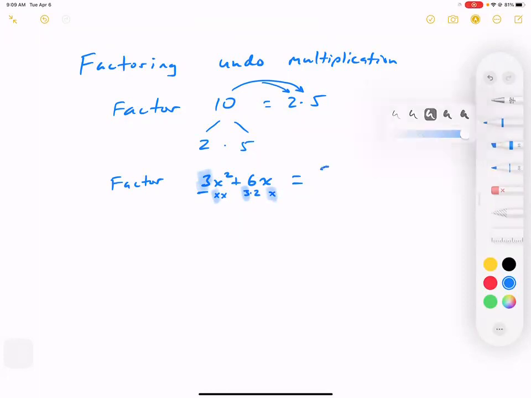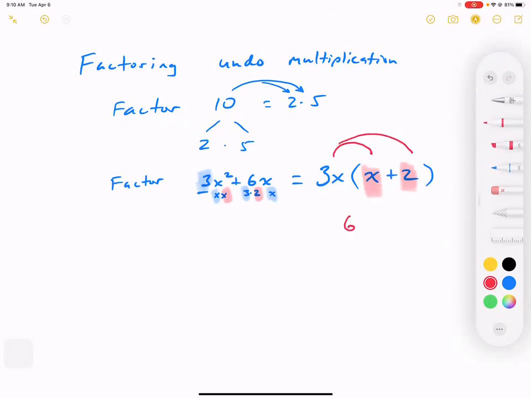And we're going to take that out. We're going to say 3x. And we're going to write what's left over in the parentheses. And we say it's going to be x plus 2. Now, let me go ahead and highlight those. X plus 2, because we left an extra x here and a 2. So those are left behind. And if we double check it, if I say 3x times x and 3x times 2, you do end up with 3x squared plus 6x, because 3 times 2 is 6.